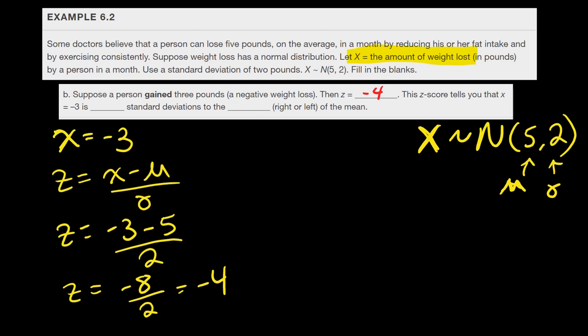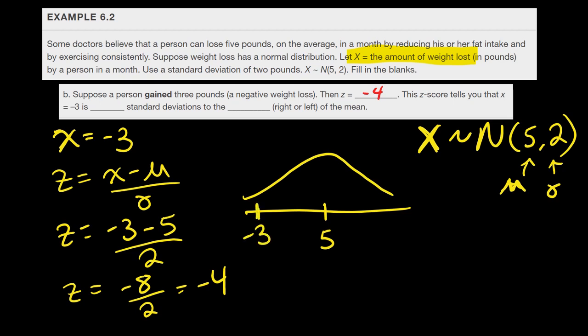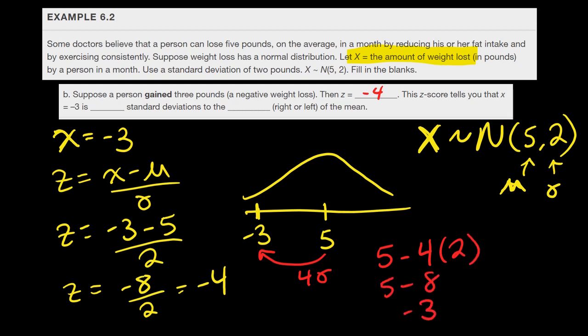which tells you what about X, right? If we were to draw out this distribution, in the center we have 5, and -3 is down here, if we were to go 4 standard deviations below the mean. So basically 5 minus 4 standard deviations, so standard deviation is 2, so 5 minus 8 is -3. So we are 4 standard deviations below the mean. Below is to the left of the mean.